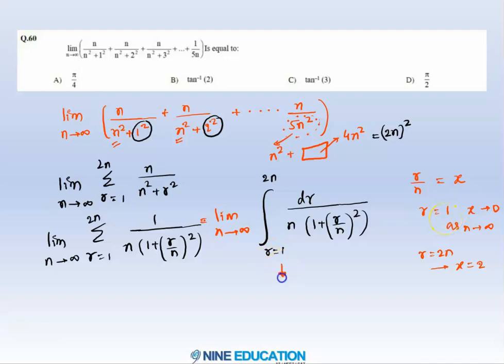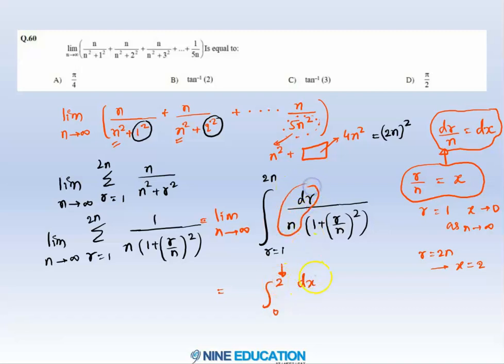So I can convert this entire thing using r by n equal to x, and therefore I can also use dr by n is equal to dx. So variables will change, converted into 0 to 2, this dr by n we can write dx divided by 1 plus x square, and this is nothing but tan inverse of x. Integration of 1 by 1 plus x square is tan inverse x.